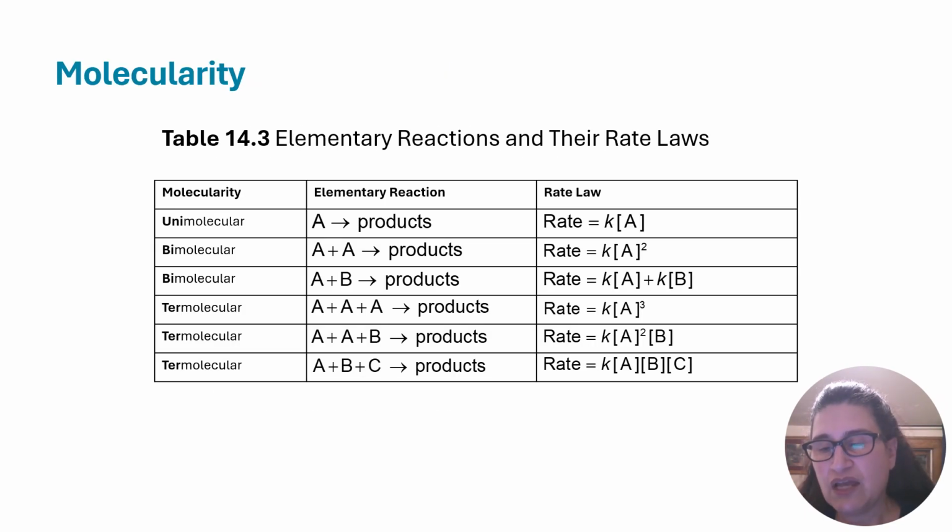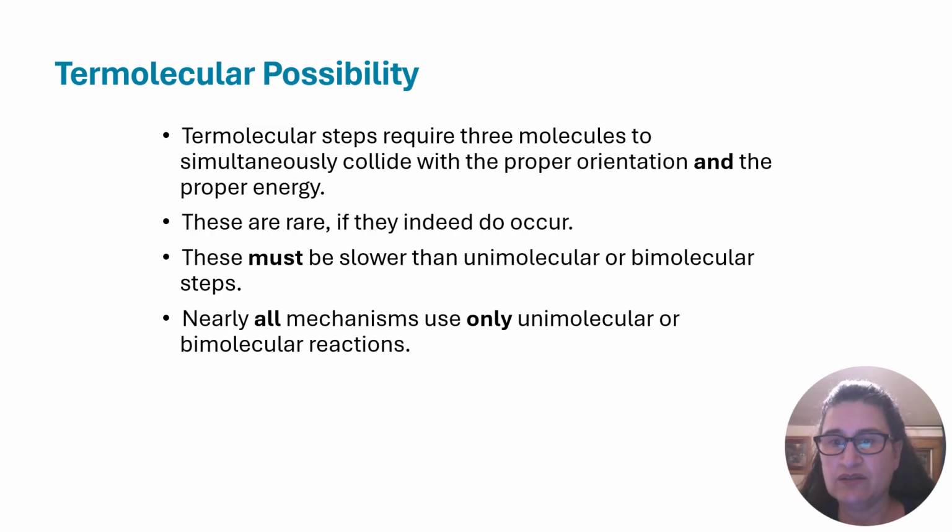Okay, so here's a table that shows me if it's unimolecular, there's only one. If it's bimolecular, this could be A, which is second order, so that's 2 of them, or it could be an A and a B, that would be 2. If it's termolecular, that could be A cubed, because that's 3, or 2 and 1 would be 3, or 3 different ones. And termolecular ones are rare, although they do occur. These are usually slower than unimolecular and bimolecular. Most all of the reactions that you'll see are unimolecular or bimolecular.